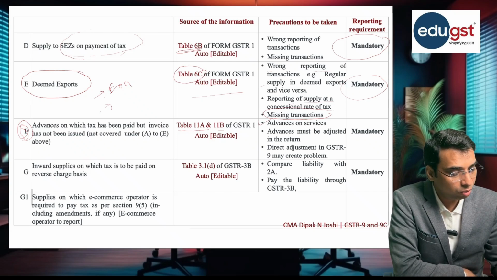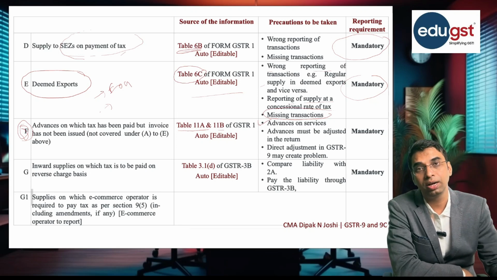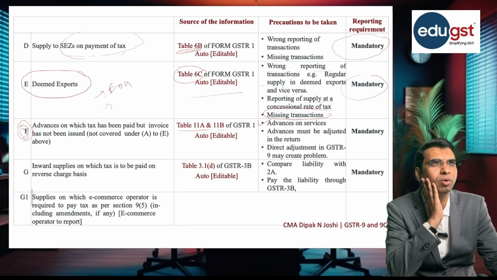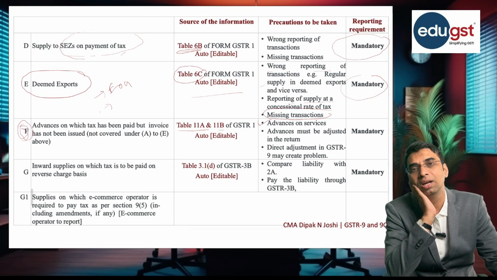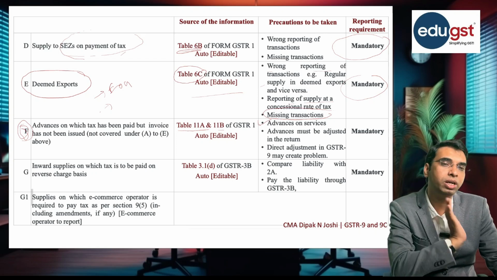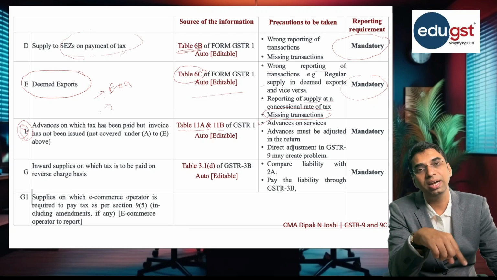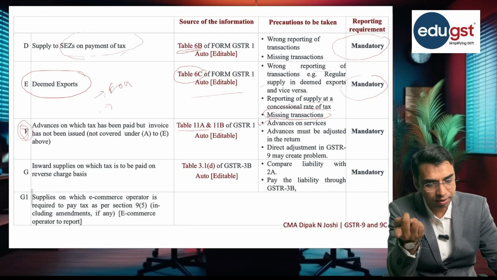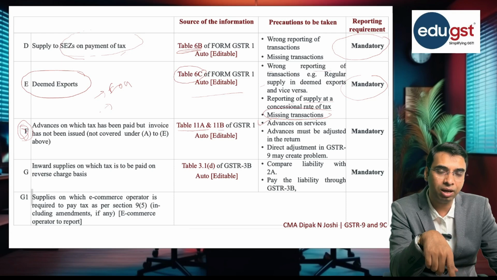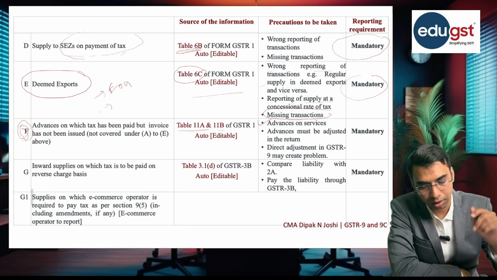As I mentioned, it is only applicable in case of advance of services. Advance must be adjusted in the return. Direct adjustment in GSTR-9 may create the problem. Right? So, ऐसा हो सकता है कि I have raised the invoice, but I forgot to adjust that particular aspect in GSTR-1. So, in that case, it is not advisable to do the direct adjustment in GSTR-9. In that case, it is advisable to make the necessary adjustment in your GSTR-1 and do the remaining, and then only you can do the adjustment in GSTR-9.